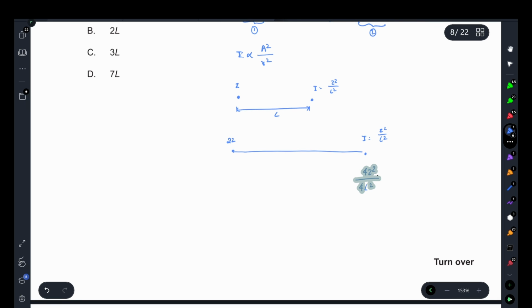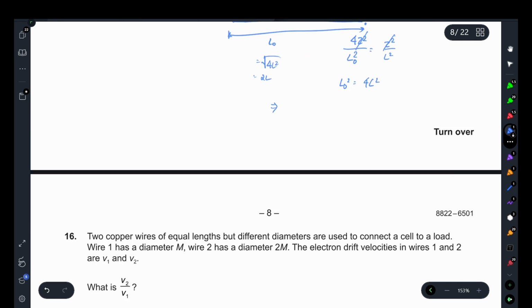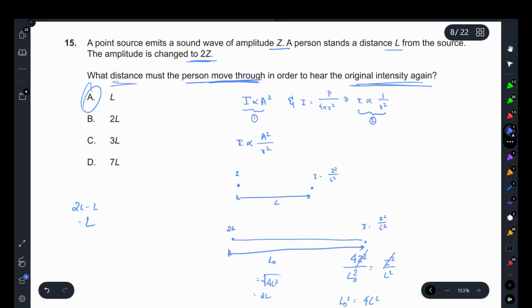How do you find this? Simply by comparing the equations. 4z squared by L naught squared is equal to z squared by L squared, cancelling out the z squared. L naught squared is equal to 4L squared. So your final distance, which is L naught, is equal to the square root of 4L squared, which is equal to 2L, which means that the distance it must travel is 2L minus L, which is equal to L. Question number 15, option A.